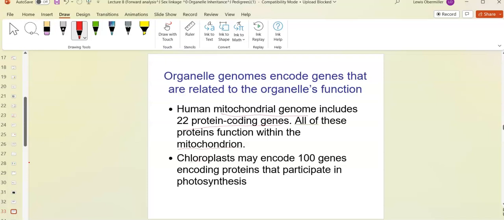Chloroplasts have about 100 genes, but those proteins participate in the process of photosynthesis, whether it's the light reaction or the dark Calvin cycle. Those genes are dedicated to photosynthesis. These genes are dedicated to the production of ATP in the mitochondria.